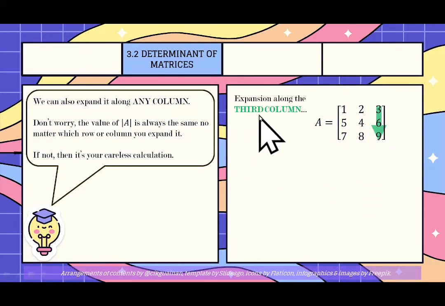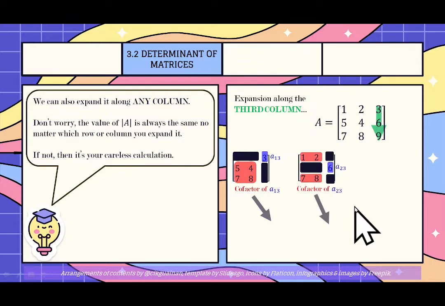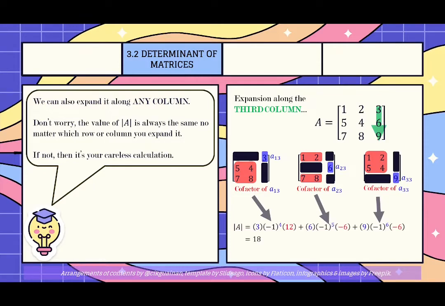Okay, so this one, the third column. Let's have a look. So this is the first element and the cofactor. This is the second element and its cofactor. And this is the third element and its cofactor. We put them in the calculation correctly and we get the same figure. It's just a different calculation over here, but the end result is the same.